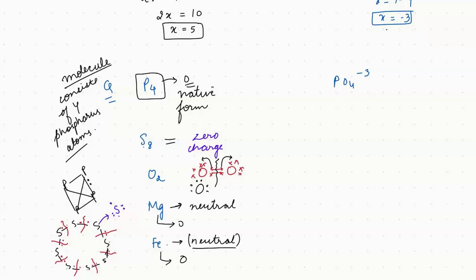Now let's take an example of PO4 whole thrice -3. How do you calculate the charges? Just see. You have to understand that let's say phosphorus' charge is x.